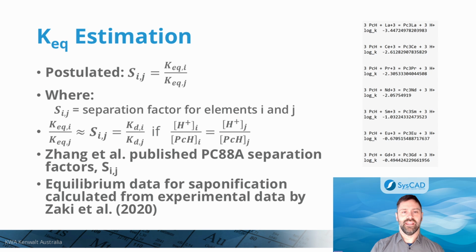Using this approach, the equilibrium constants for all rare earths were calculated and used in this analysis. Separation factors were taken from a publication by Zhang et al. in 2020. Equilibrium data for saponification was taken from Zaki et al., also in 2020. It was found that the equilibrium constant for sodium extraction was several orders of magnitude lower than both acid and rare earth elements. This is consistent with the understanding of saponification, as sodium is known to have a very low affinity for the organic extractant.